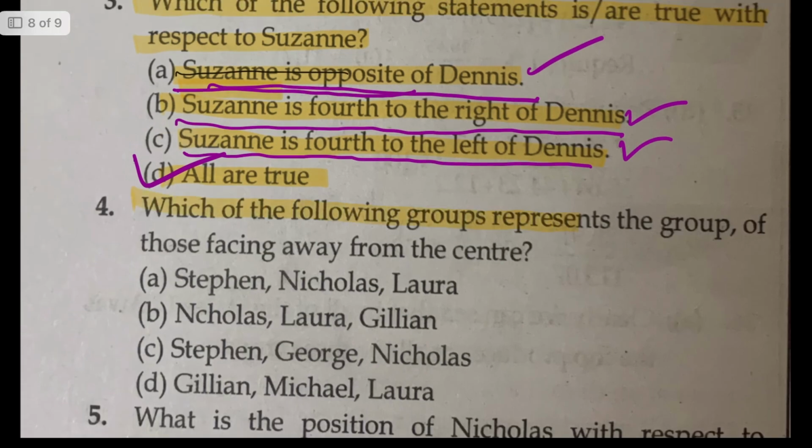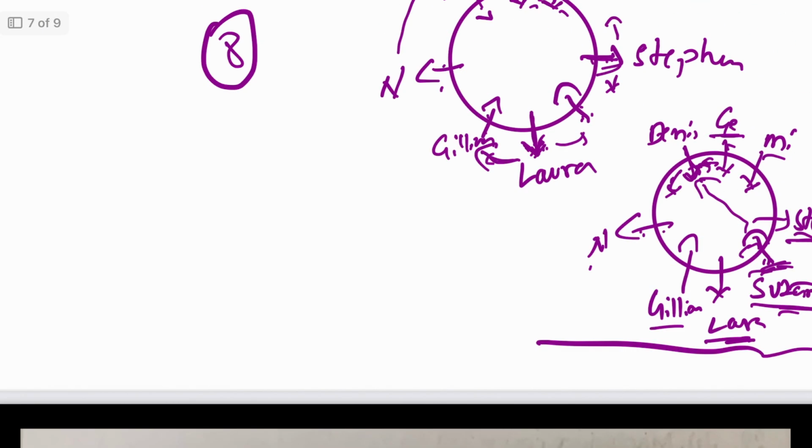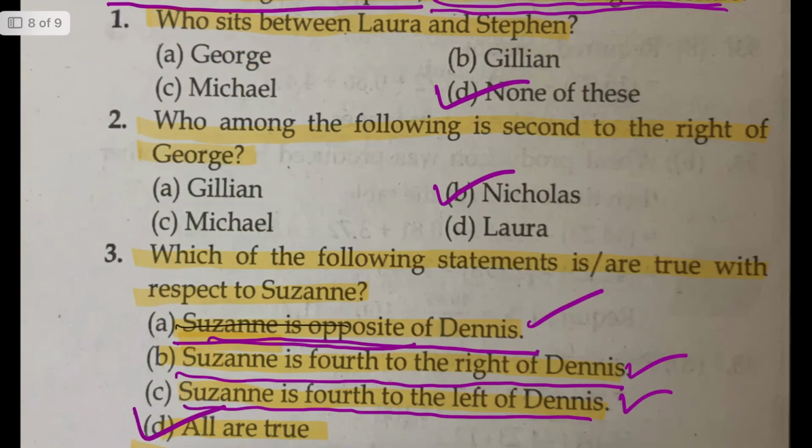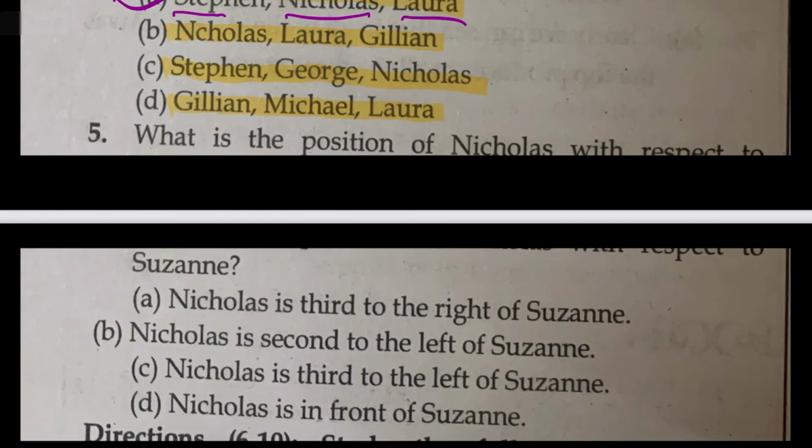Which of the following groups represents the group of those facing away from the center? Stephen, Nicholas, Laura. Nicholas, Laura, Gillian. Stephen, George, Nicholas. Gillian, Michael, Laura. So we need to find out the group that is facing away from the center. It's easy. Just check for the arrow. Laura is facing outside. Nicholas is facing outside. Stephen is facing outside. So Nicholas, Laura, Stephen. We'll check that. Stephen, Nicholas, Laura. So first one is the answer. I hope you are understanding the topic.